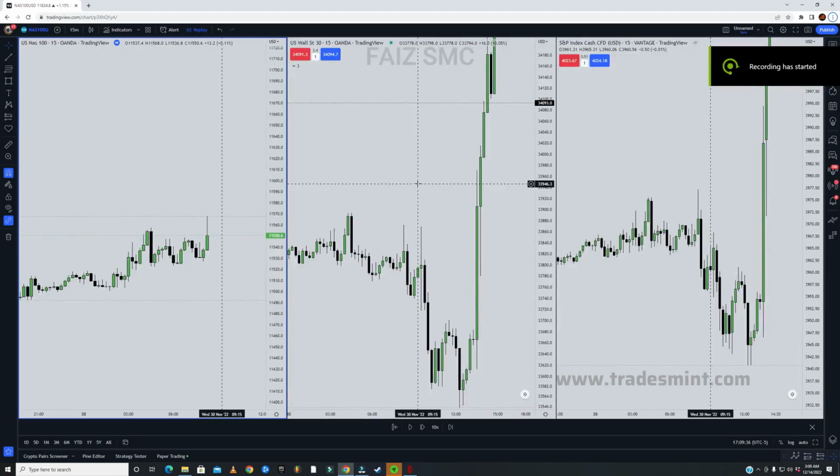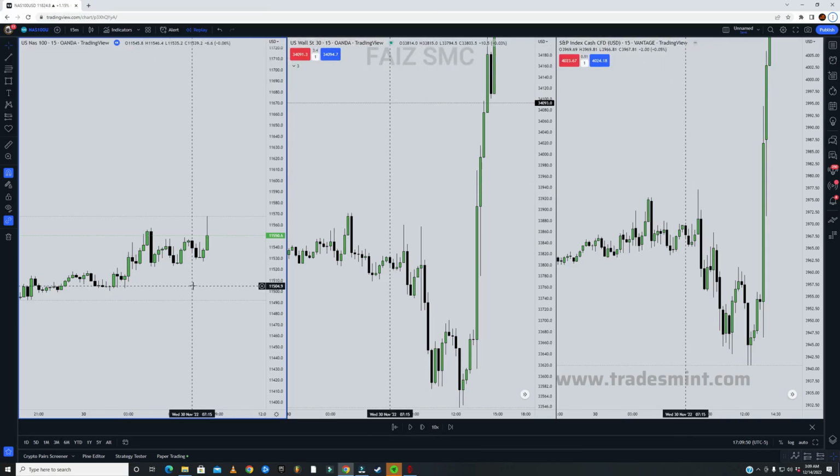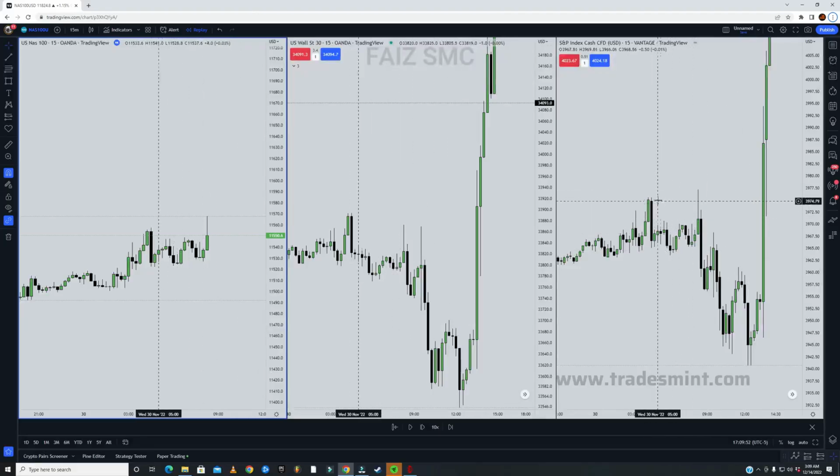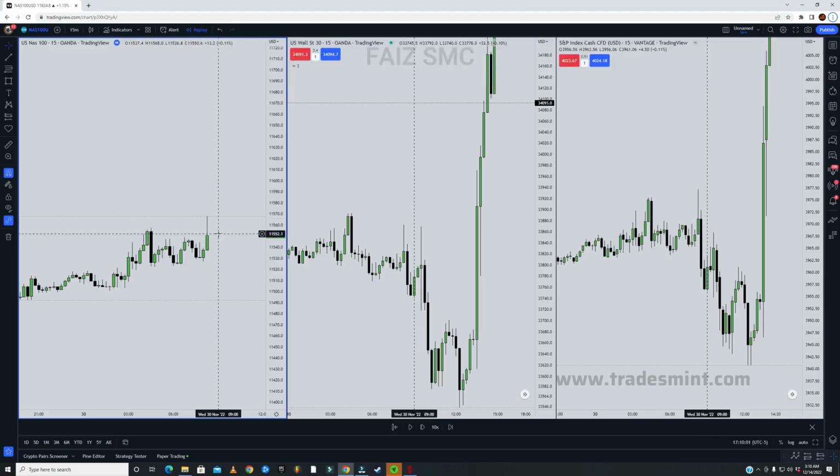All right, guys, in this last example, I'm going to show you how you can use 3 correlated pairs together in order to trade. So we have 3 correlated pairs like NAS 100, Dow Jones, US 30, and S&P 500, right? So you can look at 3 of these charts, and look for the one that sweeps the liquidity out of all these 3, right?